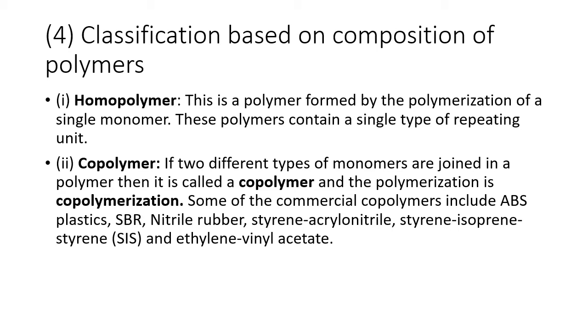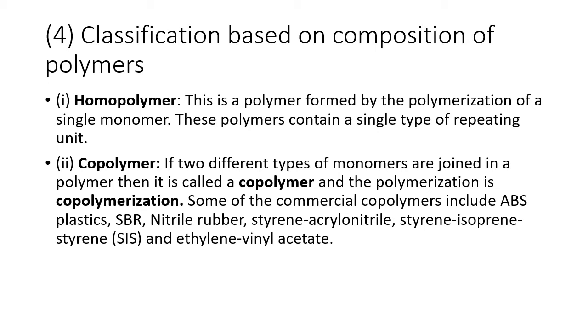Now the next classification, that is fourth classification, is based on the composition of polymers. So homopolymer, this is the polymer which is formed by the polymerization of a single monomer. These polymers contain a single type of repeating unit. Now we come to the copolymer.